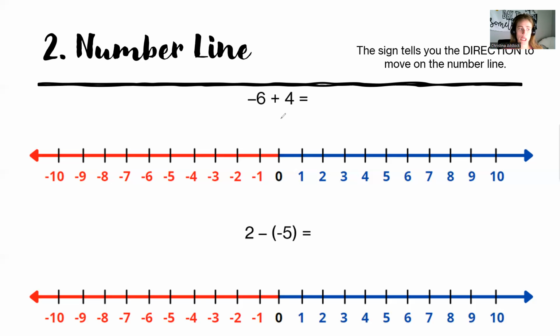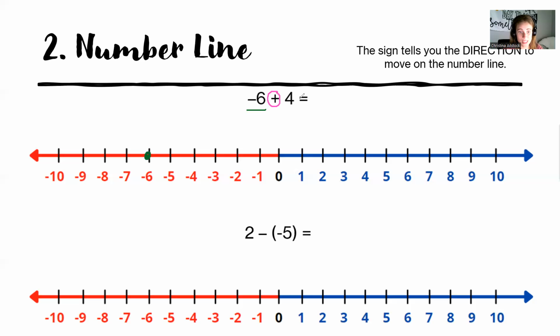So for this first one here, we have -6 plus 4. That first number tells you where to start. So I'm going to start at the number -6. I'm going to put a dot here so you guys can have a visual, but of course you could always just start there with your finger or with the tip of your pencil if you're reusing the same number line over and over again. Then our sign here is a positive, a plus sign.